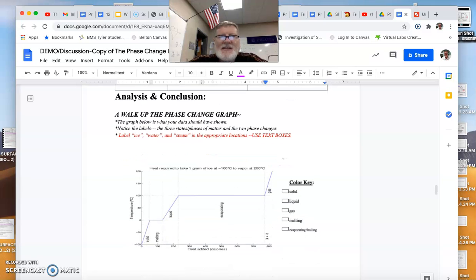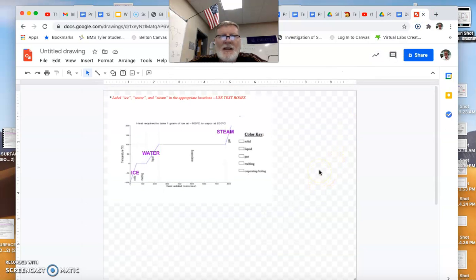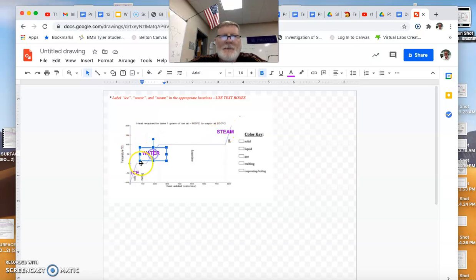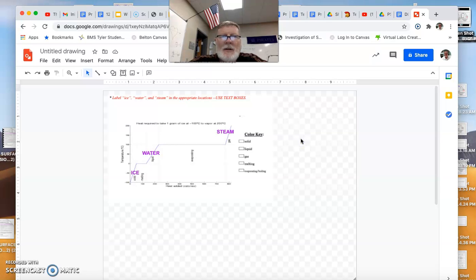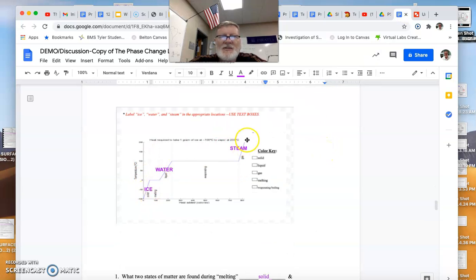This next analysis piece, it asks you to actually label ice, water, and steam on this graph. And so to do that, I did a screen snapshot of this, Command-Shift-4, and then I opened a draw application and I inserted that picture. Then I made text boxes for ice, water, and steam and inserted them, as you can see. And then I did Command-Shift-4, took a screenshot of this. I went back to my assignment and I inserted the picture with the labels.